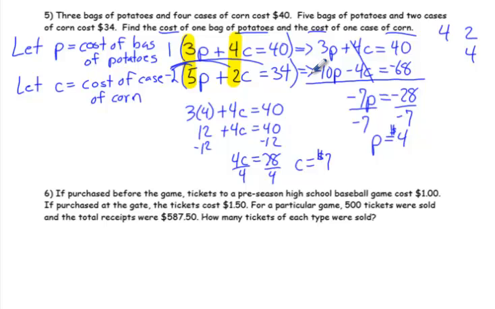So the potato bag cost $4, and the corn case cost $7. So we got the potato bag, we got the corn case, we found the cost there.